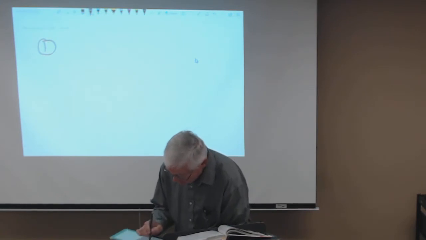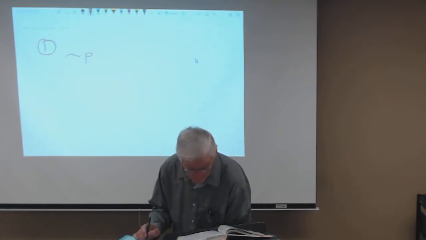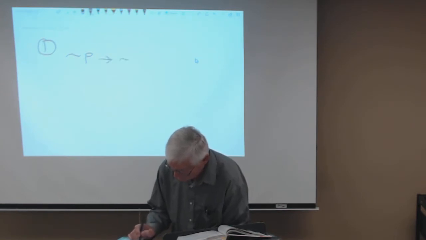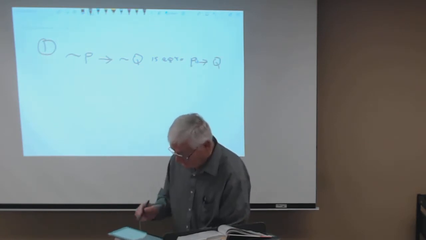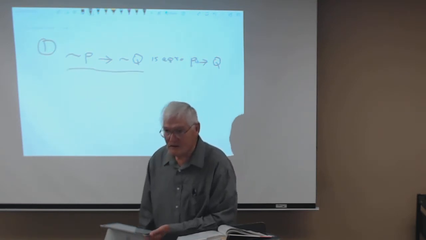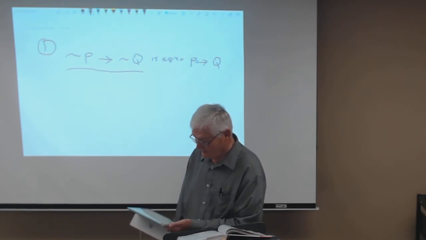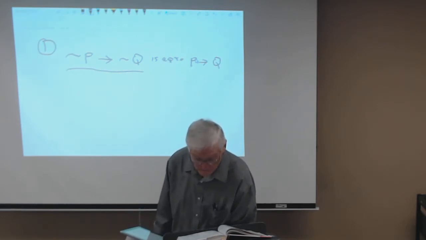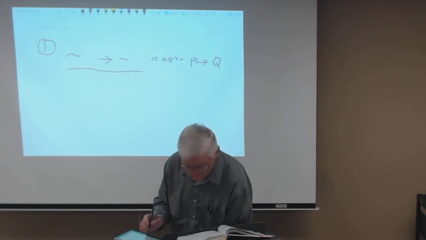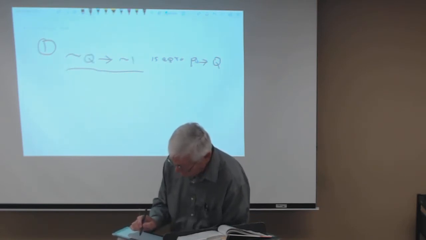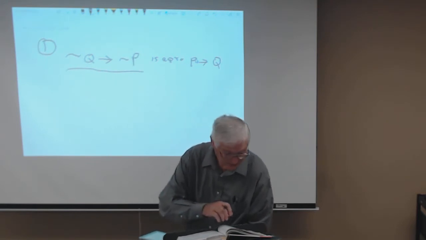Show that the statement is equivalent to... Can you read that? Can you read that statement right there? Can you use the 2 arrows? Oh, I've got it backwards. Boy. Copy it down right. If not Q, then not P. Everybody see that? How do you read that?